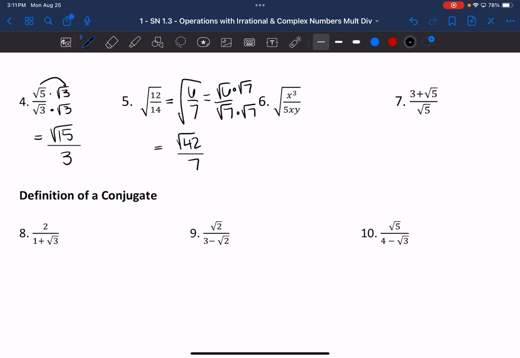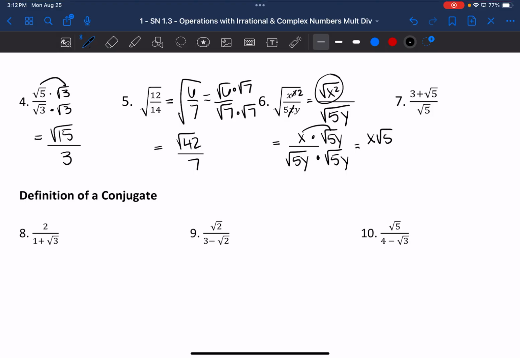On number 6, this one would simplify a little bit as well. This x and an x from up here can divide out, leaving us with square root of x squared over square root of 5y. Now up here, the square root of x squared would just be x over the square root of 5y. Again, we have to rationalize the denominator, so we multiply the denominator times itself. So up here in the numerator, I'm going to have x times the square root of 5y all over 5y.